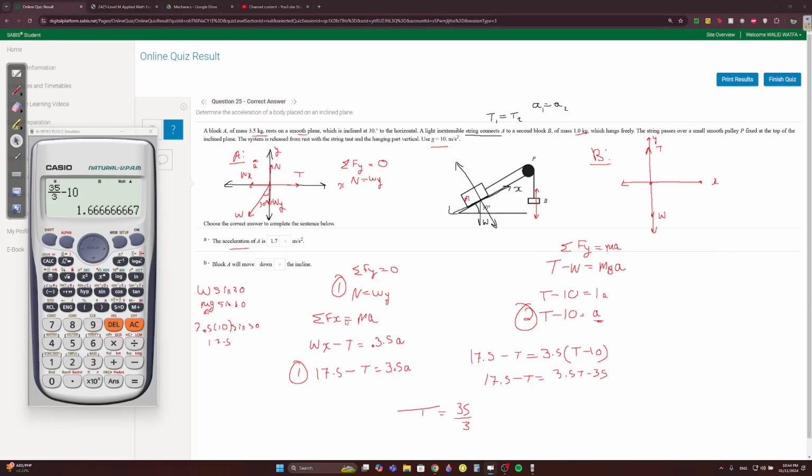Block A will move, obviously, since acceleration is positive in the way we took it, that means it's going to move down the incline. The way we took it was Wx is greater than T. So since it's positive, Wx is actually greater than T, that means it's going to move in the direction of Wx.